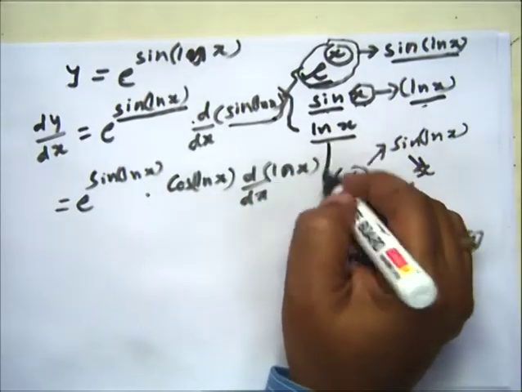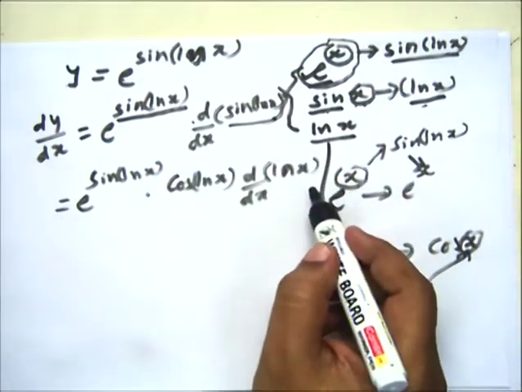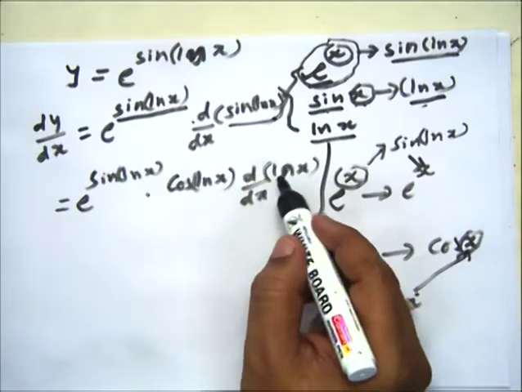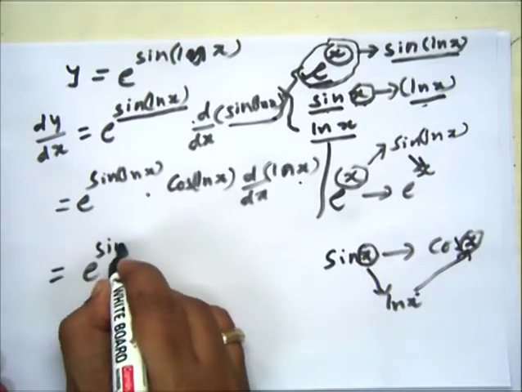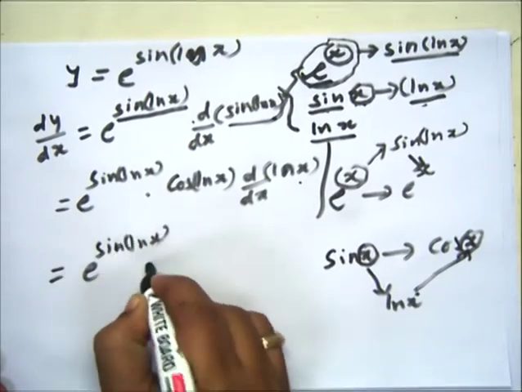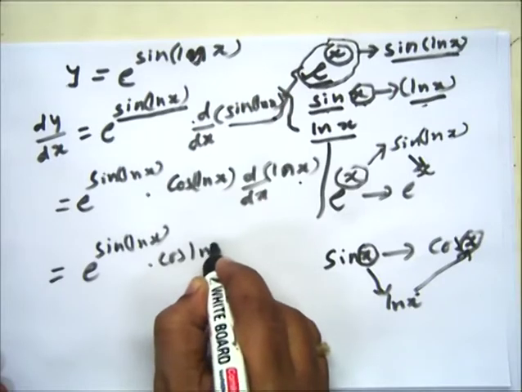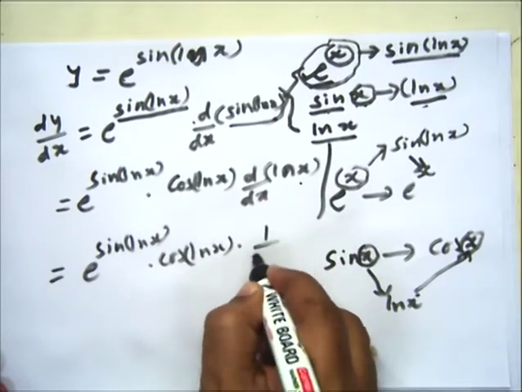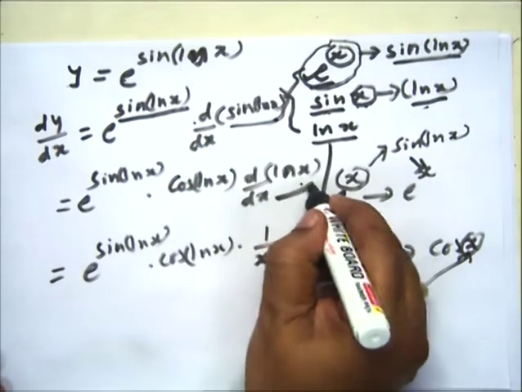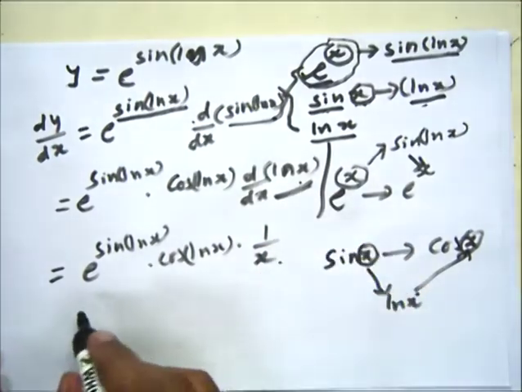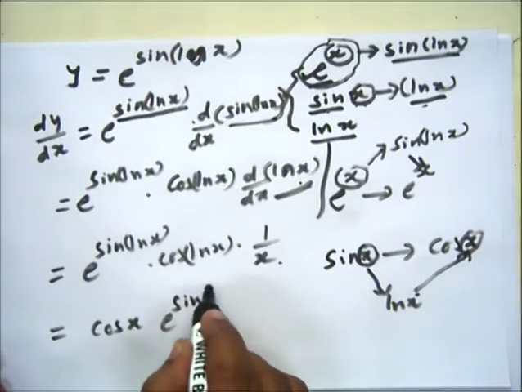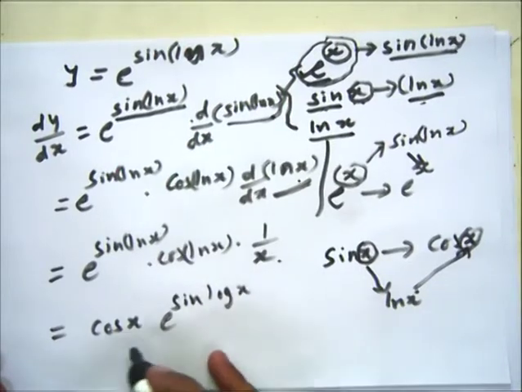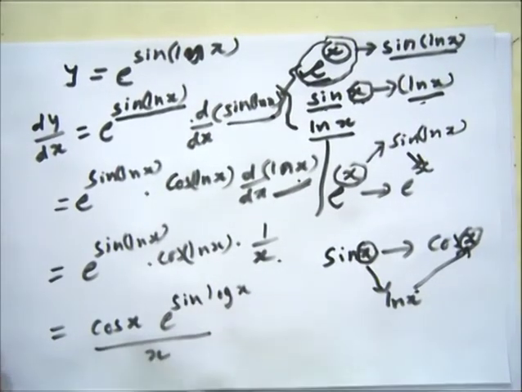So we multiply by derivative of log x. So it is e raised to sine log x into cos log x into derivative of log x, which is 1 upon x. This is standard form. So now we can directly put the limit. So this is cos log x into e raised to sine log x upon x. This is derivative of y with respect to x.